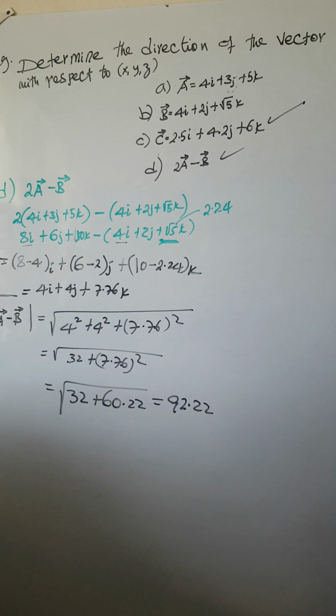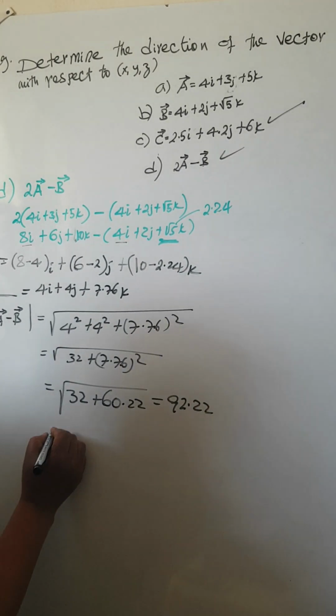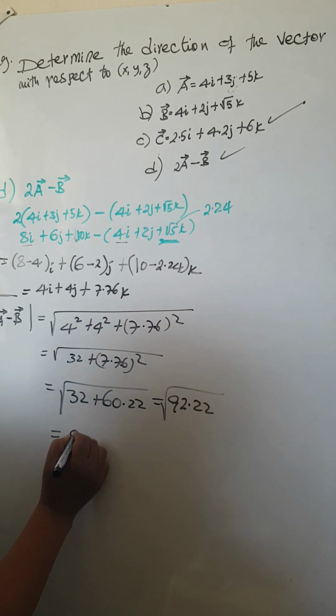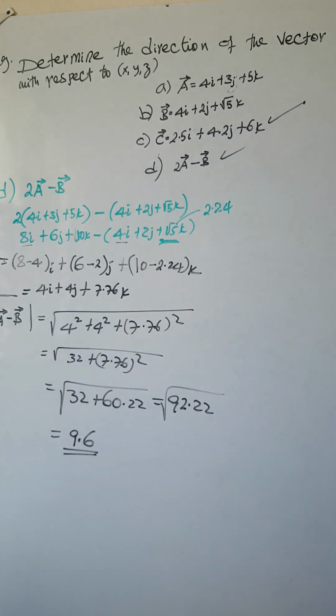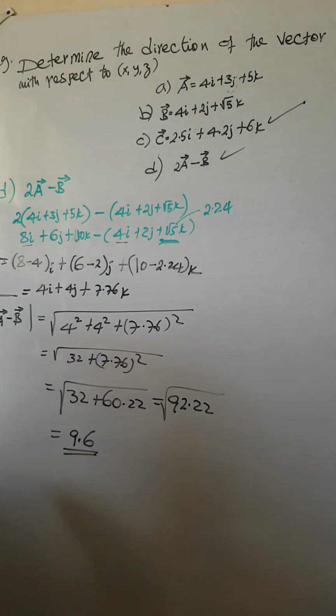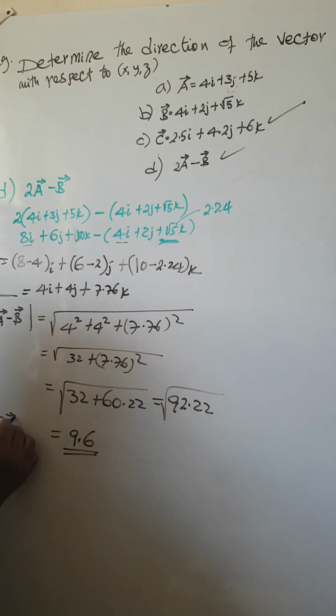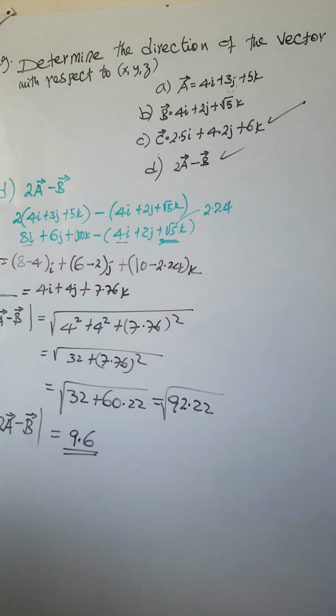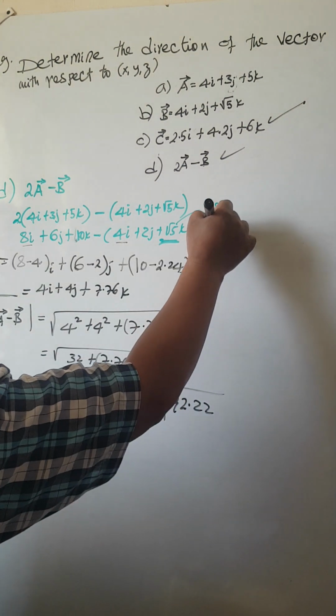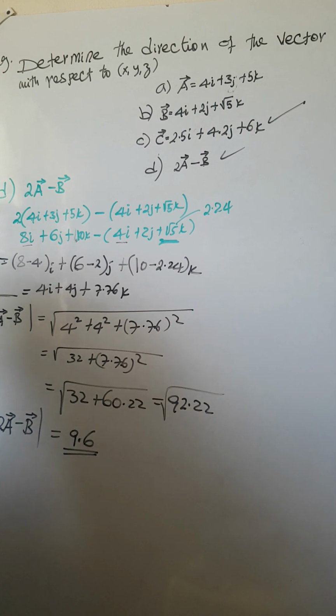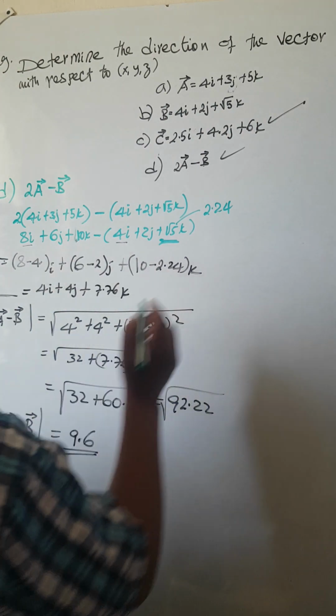Now the square root of 92.22 is equal to 9.6. This is the magnitude of the new vector, twice vector A minus vector B. So once we have the magnitude of this, it's easy to find the cosines of the angles of direction.